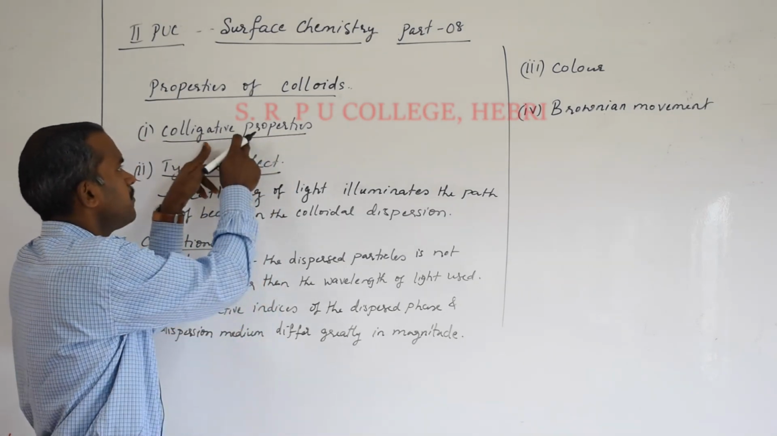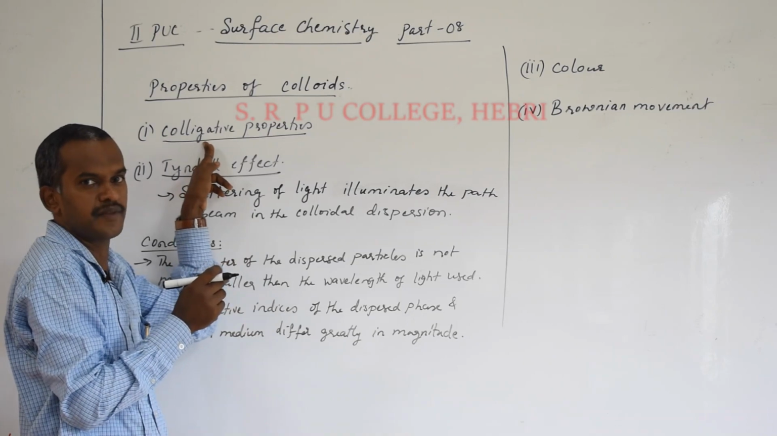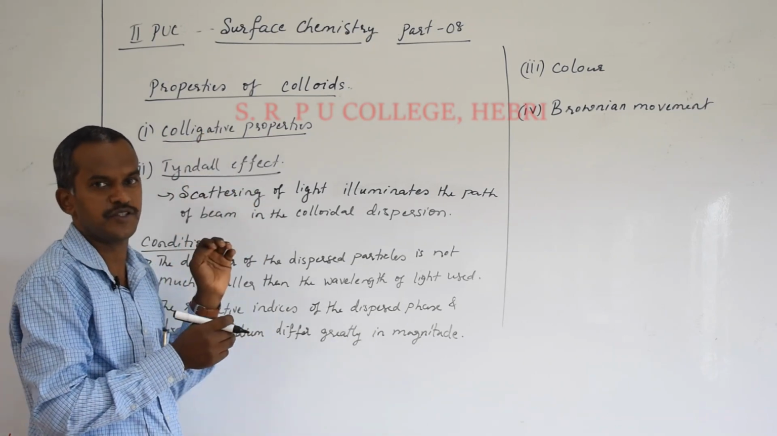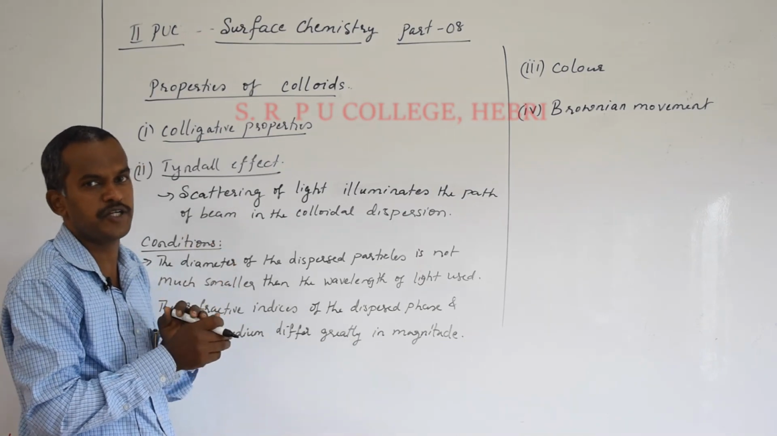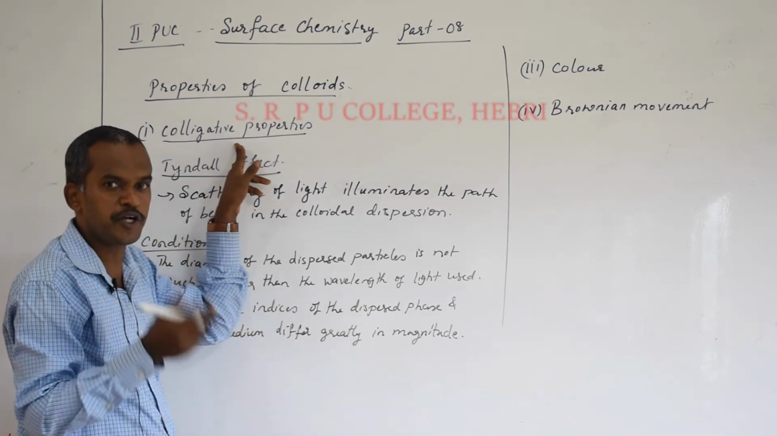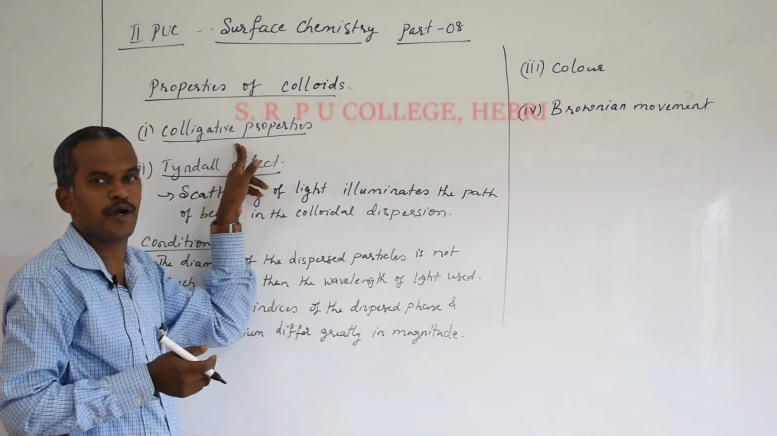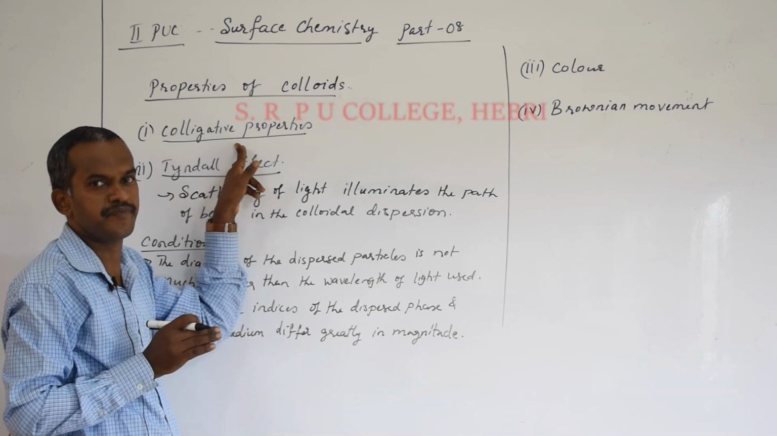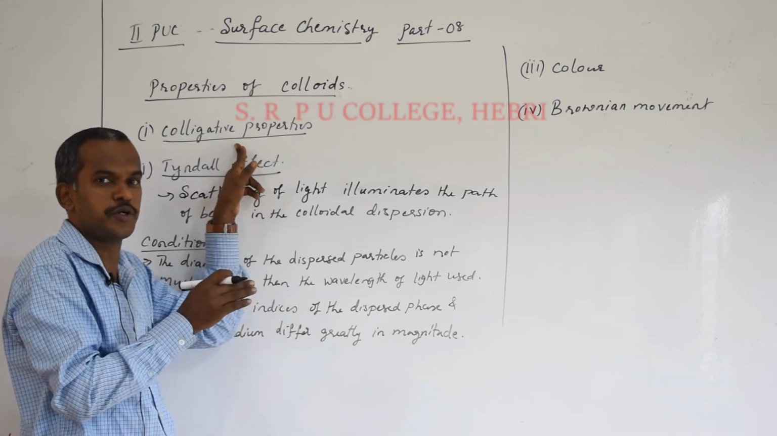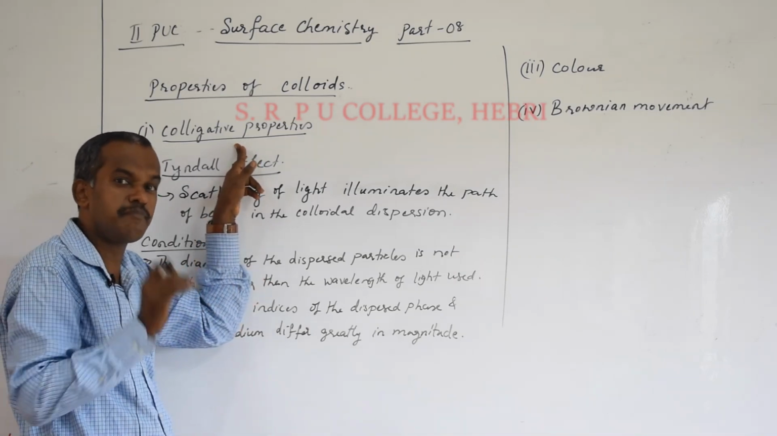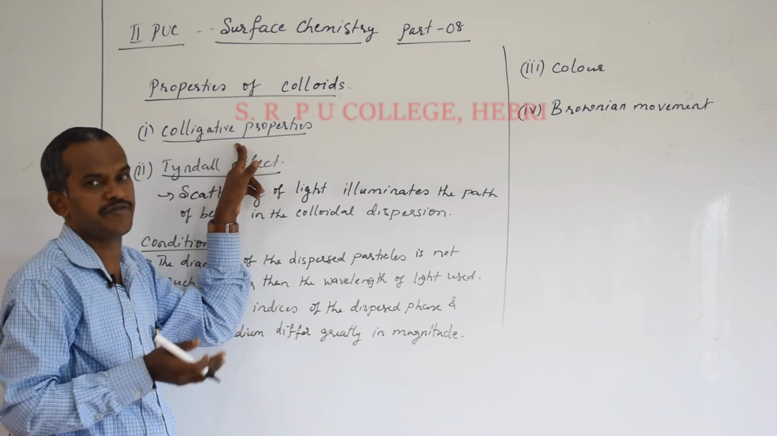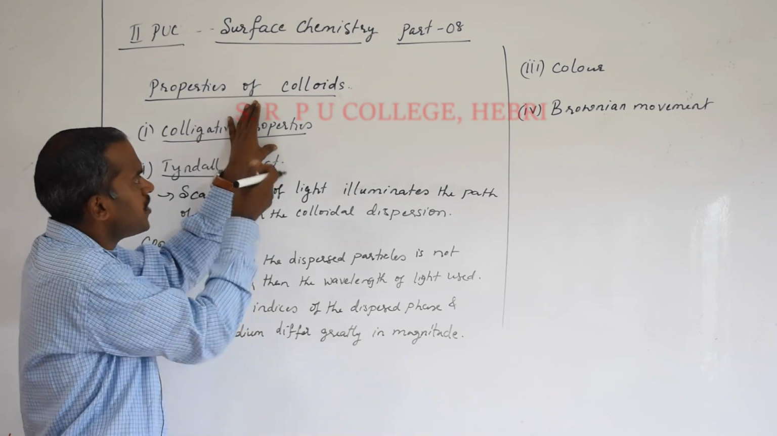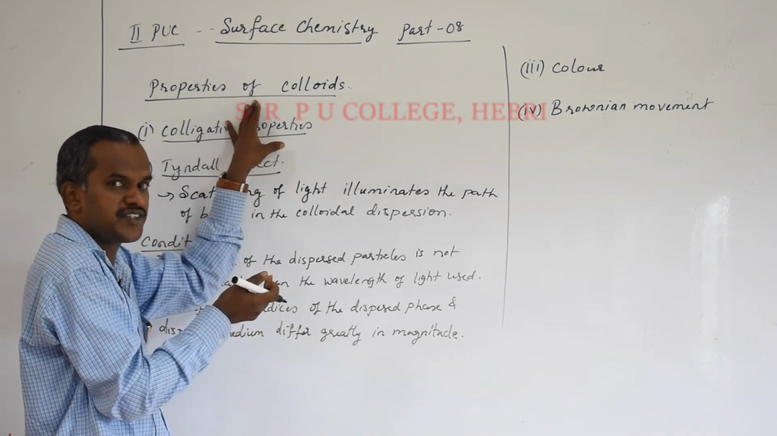Okay, to begin with, let me tell you about the colligative property. When you studied the chapter solutions, you studied the 4 colligative properties. Do you remember which 4? You studied osmotic pressure, elevation in the boiling point, relative lowering of vapor pressure, and depression in the freezing point. In that chapter you understood it depends on the number of particles and not on the nature of the particles.